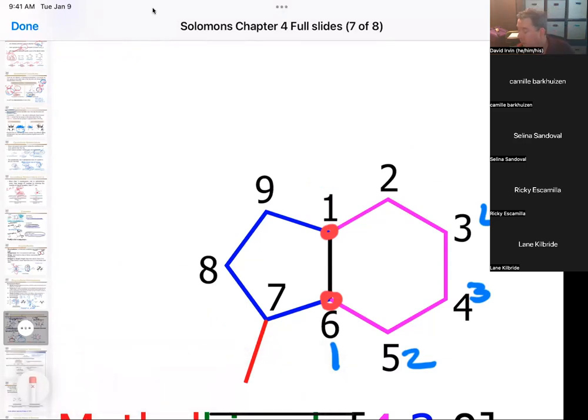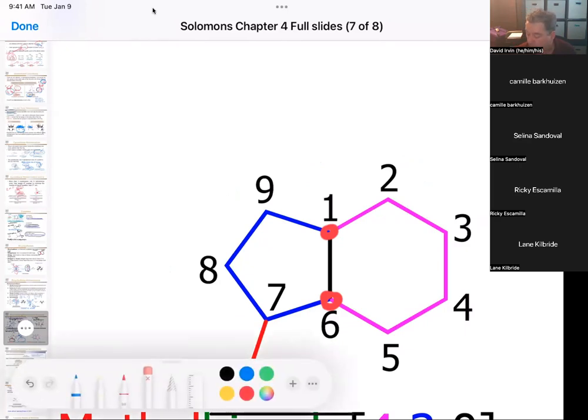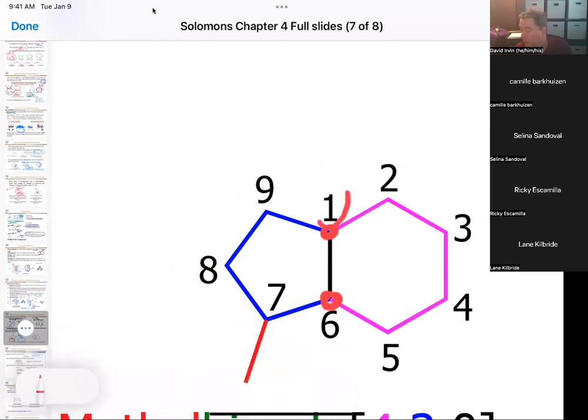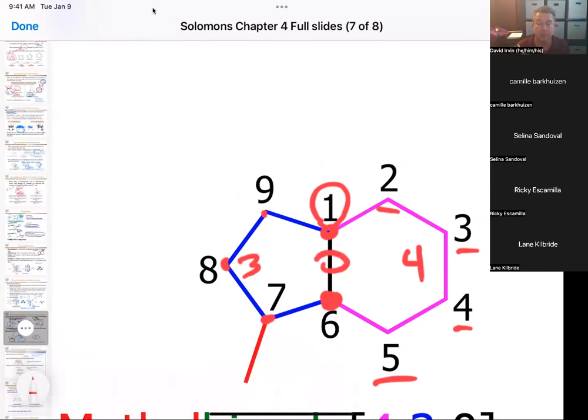We want to label it the other way, but we still have to label around the first biggest ring first, right? So this is our 1, 2, 3, 4, 5. Because this is our 4 bridge, and then this is our 3 bridge. So we're going to go 6, 7, 8, 9, and then this is our 0 bridge because there's 0 carbons and it's a fused ring. So that means we're going to have our methyl group on our 7.